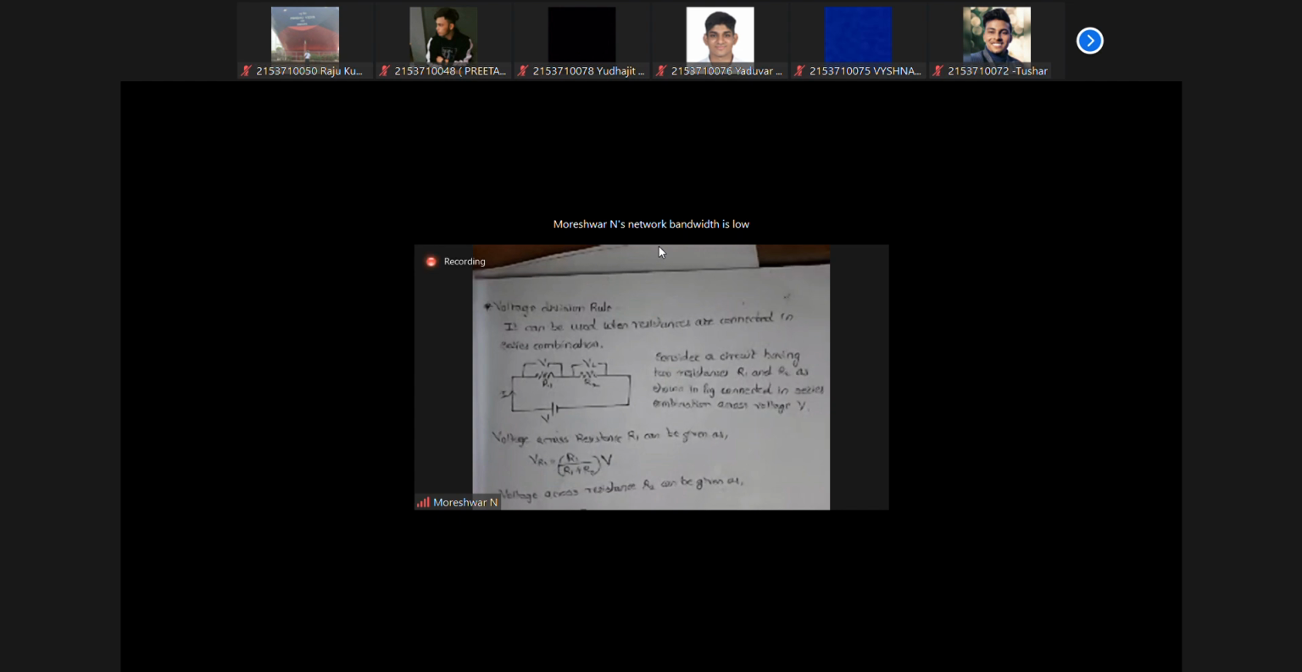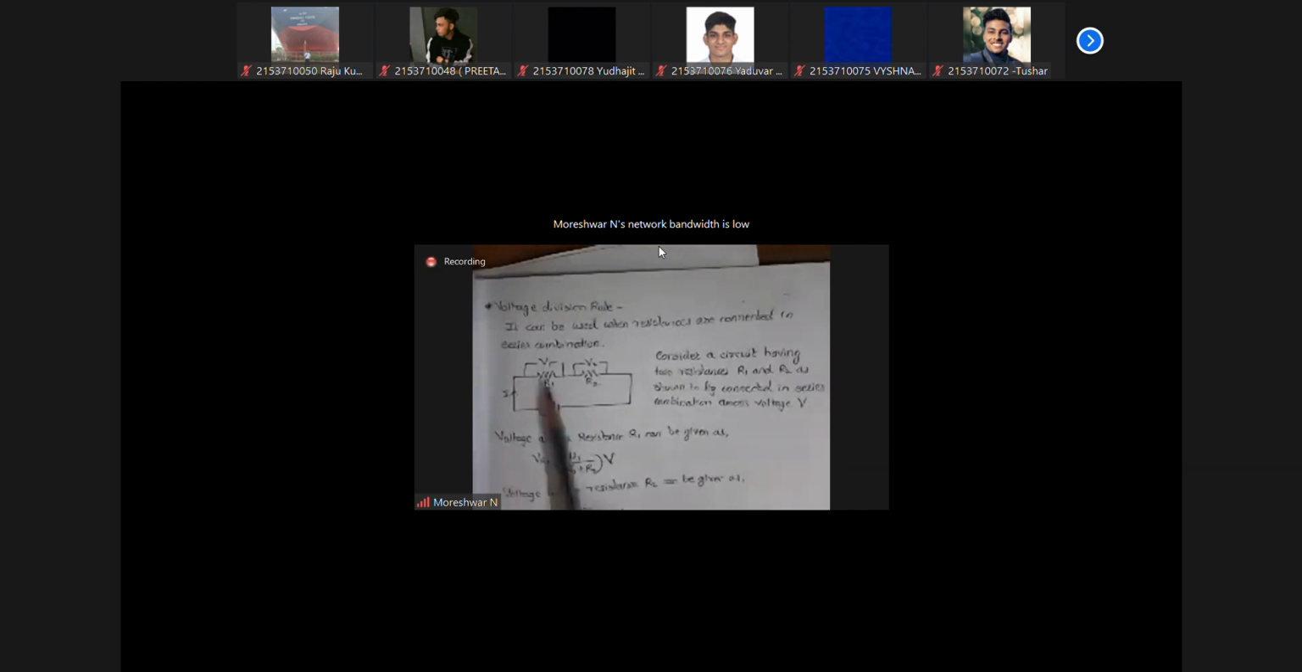When multiple resistances are connected in series, we know voltage is divided. But when we want to calculate the individual voltage drop across each resistance, how can we calculate it? What is the formula for that? That is what we want to see. That is called the voltage division rule.